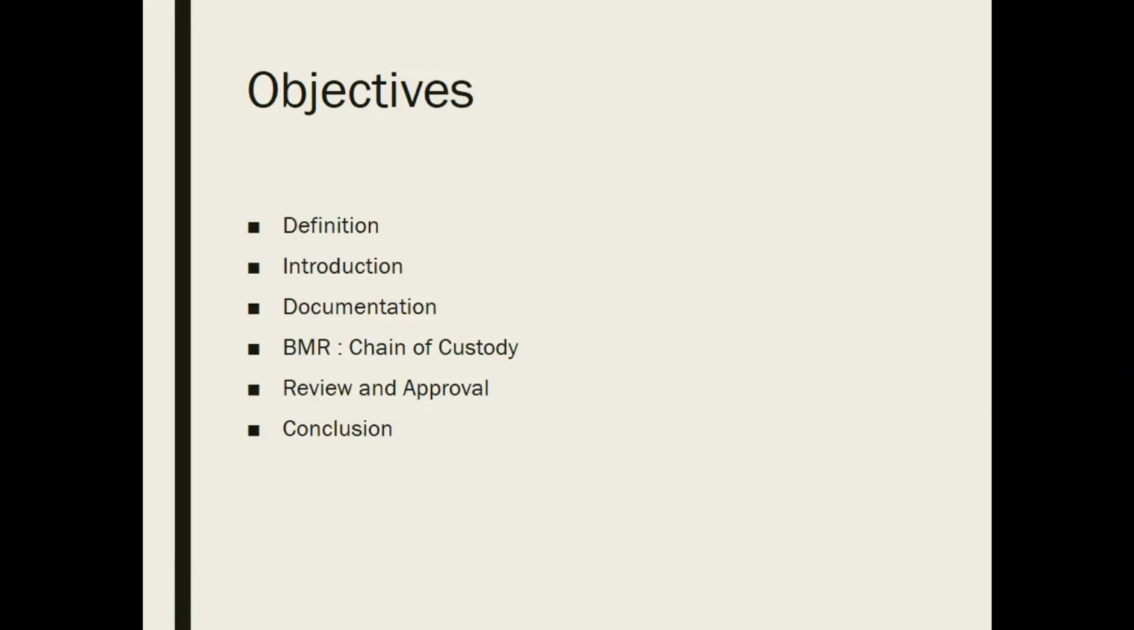Some of the objectives or outcomes of this lesson are listed below. They include the definition of what a BMR is, along with an introduction of why we use batch manufacturing records, the documentation associated with BMRs, and the flow of a BMR from its initial creation to its final sign-off or approval in QA, and how quality assurance review and approve batch manufacturing records before product is released, before commercial product leaves the site, and finally a conclusion.